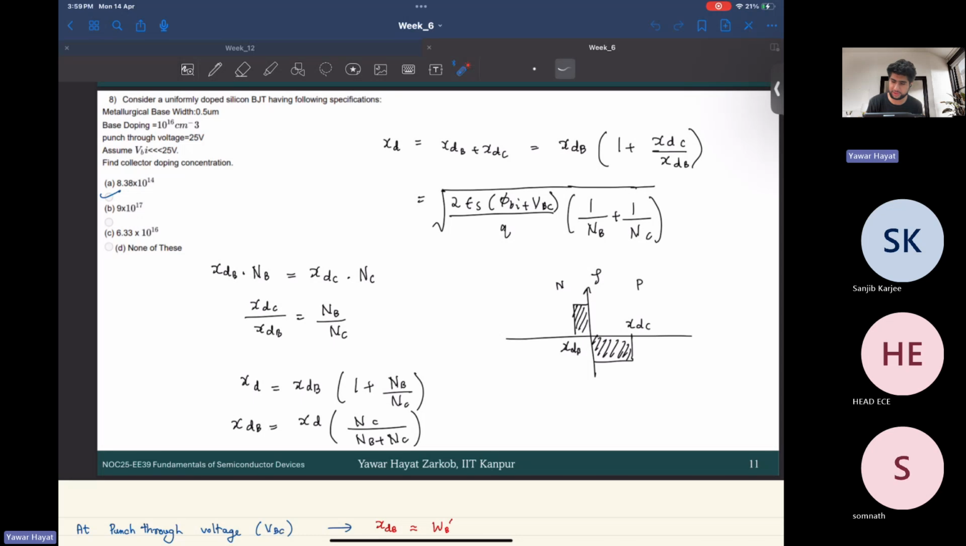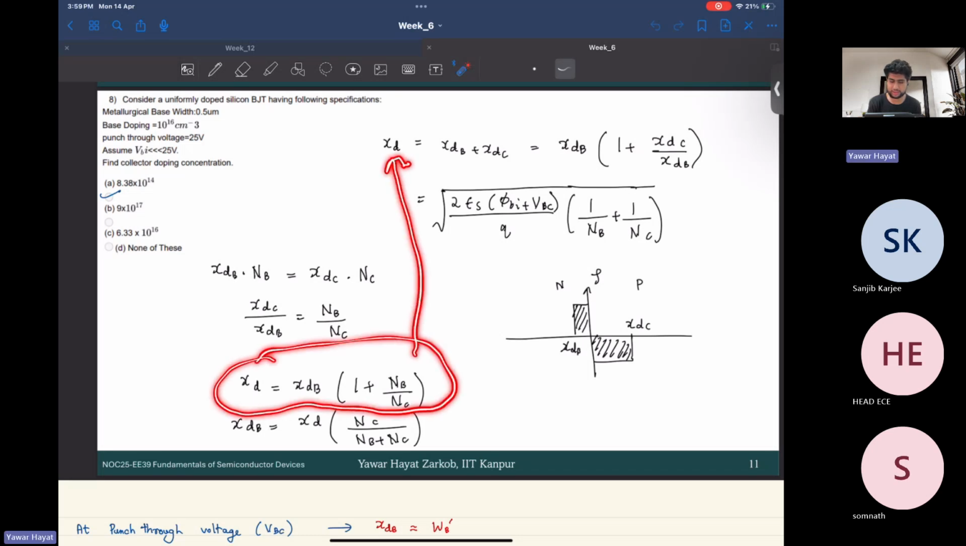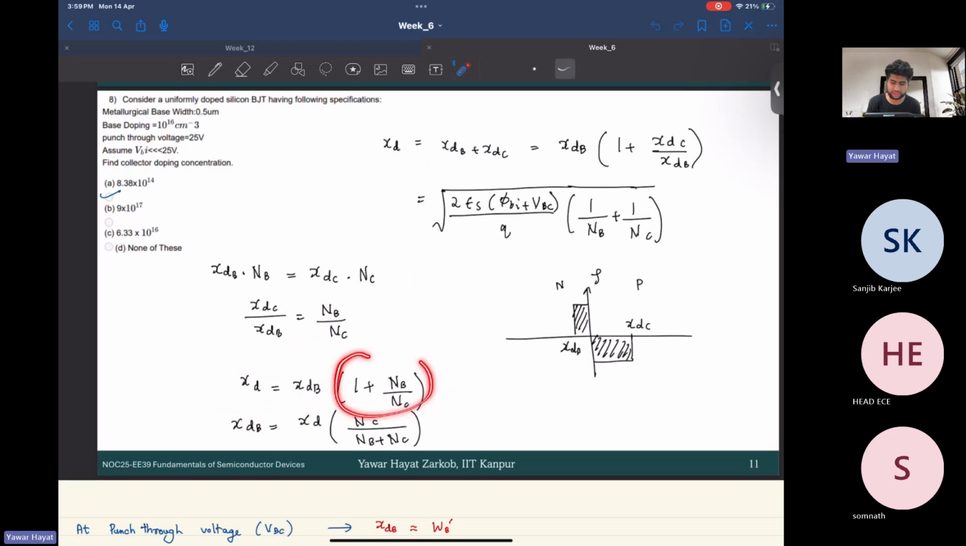So this would be NB by NC, right? And XD is this, right? XDB is XD over 1 plus NB by NC. Now, I can write XDB as this. I have to take this factor there, but it would be in reciprocal. So it would come like this: XDB is XD times NC divided by NB plus NC.